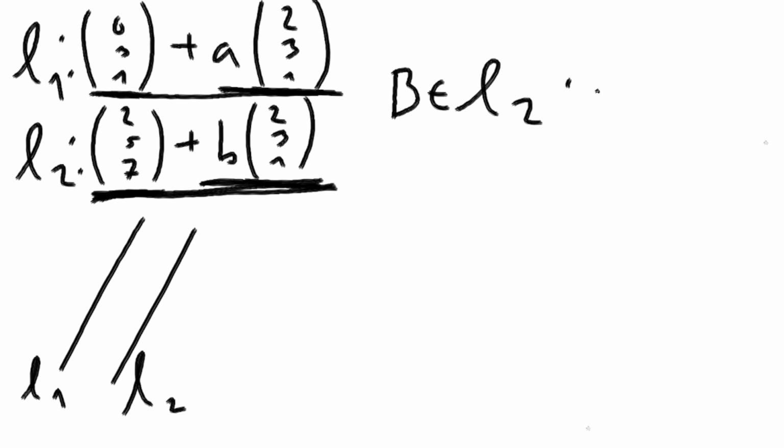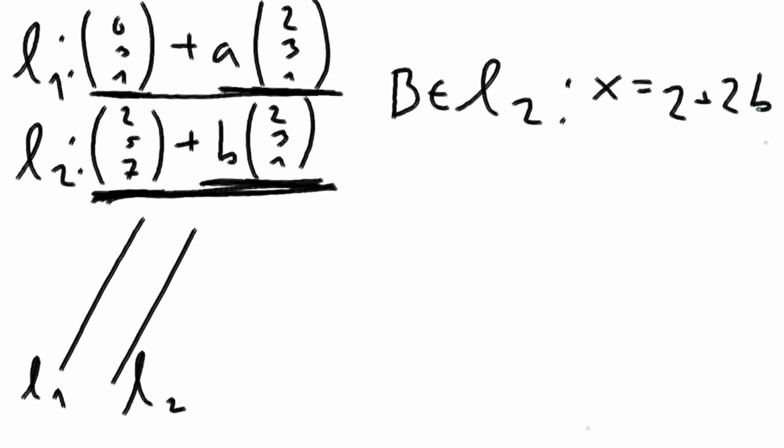Its x-coordinate will be equal to the x-coordinate of the point that line 2 goes through, according to its vector definition that we see right here. And then added to it will be b times the first coordinate of the direction vector. So we have 2 plus 2b.